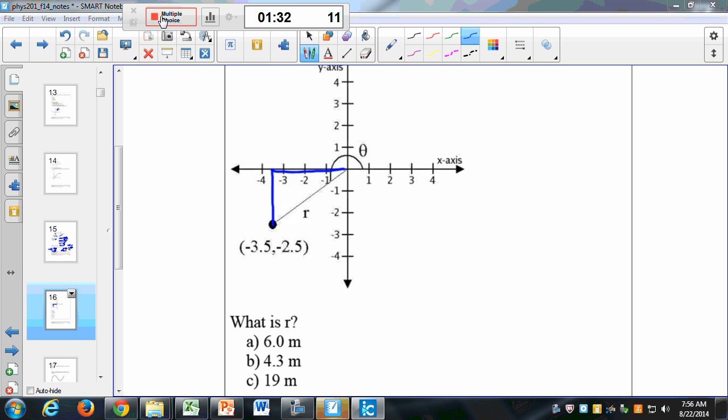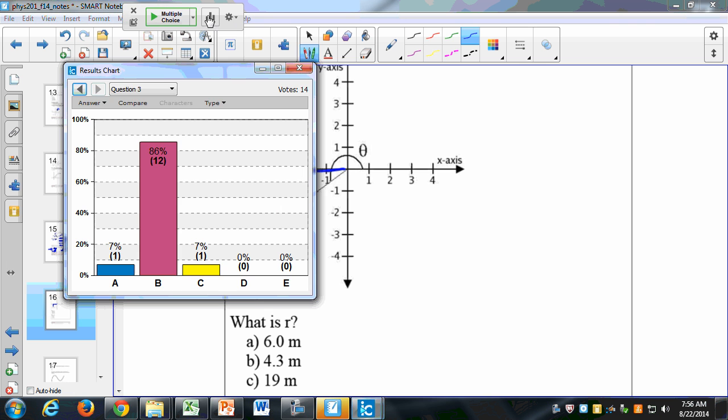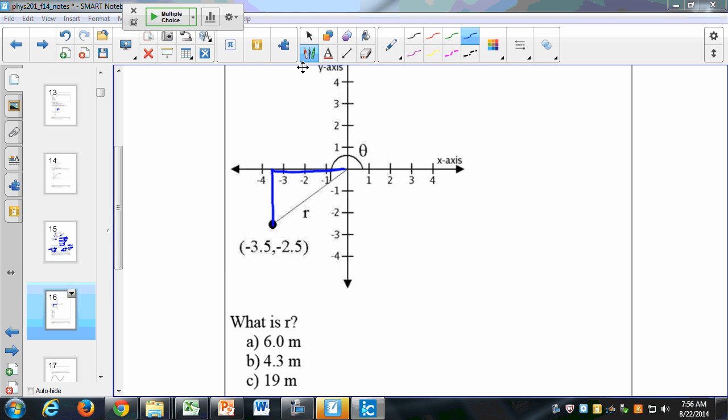It's about 15 more seconds. Just guess if you don't know. All right, B is right. Very good. So we just use our Pythagorean theorem. Square root of 3.5 squared plus 2.5 squared, and that gives me 4.3 meters.